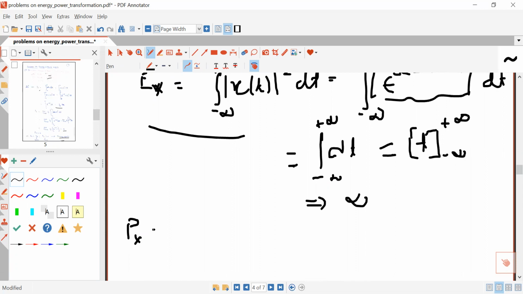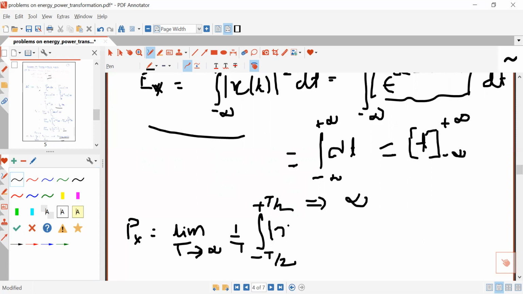So what will be the formula for calculation of power? This is the limit T tends to infinity of 1 by T, and the limit will be minus T by 2 to plus T by 2, which I have discussed in the previous lecture about this formula, and mod of x(t) whole squared dt.